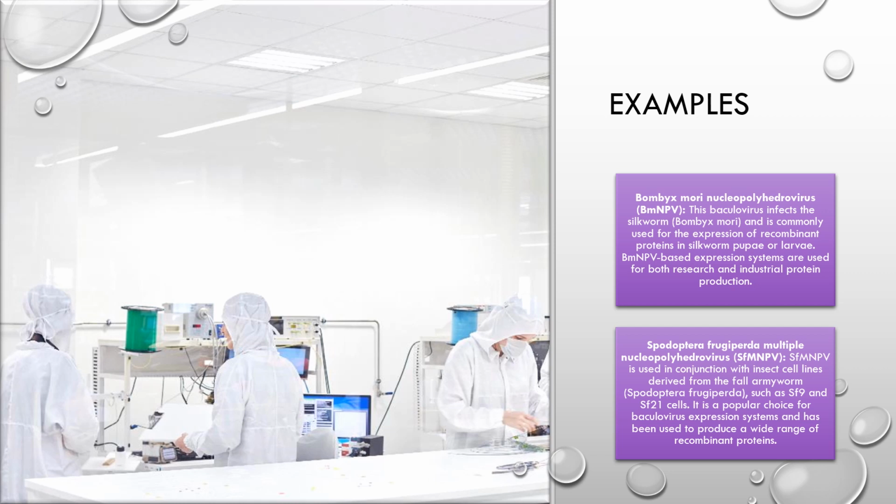The second one is SfMNPV, which is used in conjunction with insect cell lines derived from fall armyworms, such as Sf9 and Sf21 cells. It is a popular choice for baculovirus expression systems and has been used to produce a wide range of recombinant proteins.